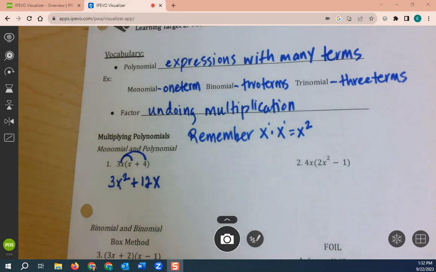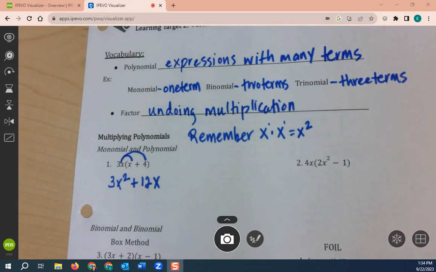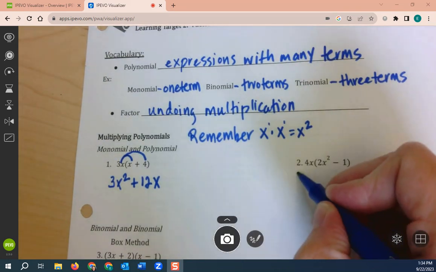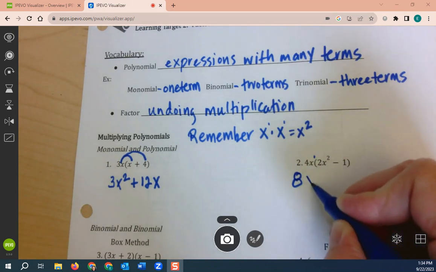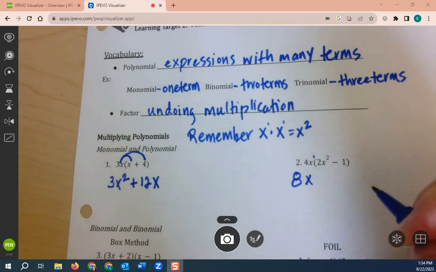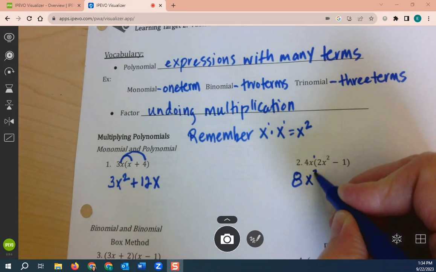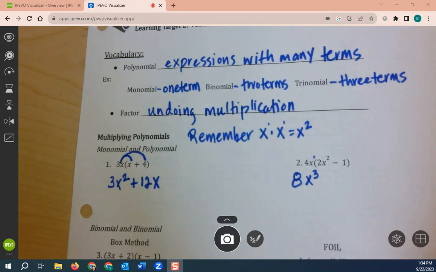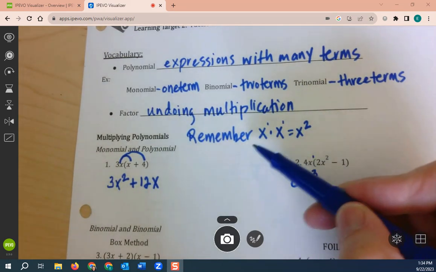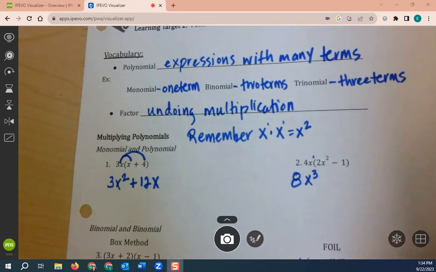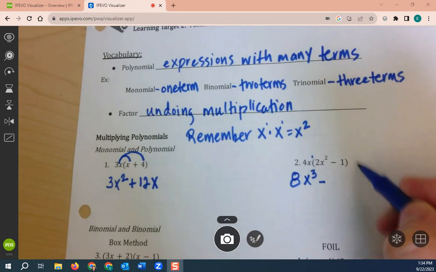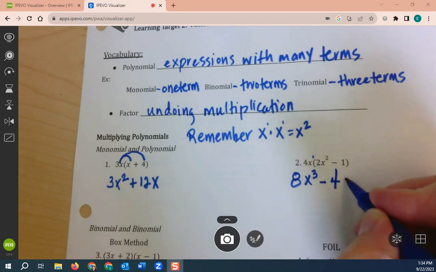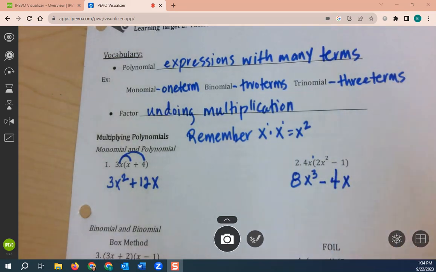Take a minute to try the next one and compare with your neighbors. All right, 4 times 2 is 8. x to the 1 times x to the 2 gives you x to the 3. I said that on here, because remember, when you multiply, you're going to add your exponents. Now, here's my minus here. Anything times 1 will be itself, so that should just be 4x.